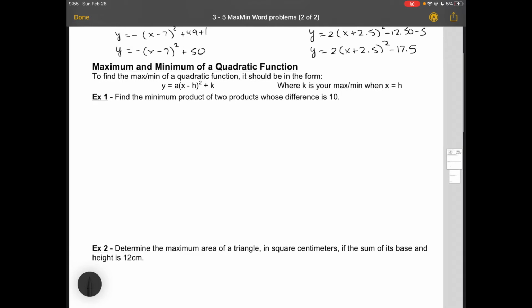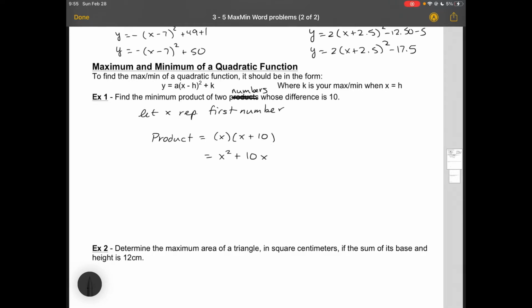So our first question here is to find the minimum product of two numbers whose difference is 10. So let's let x represent the first number. And then what we want is a product between x and a number that is 10 larger than x, or x plus 10. Now we actually have a quadratic equation that we can expand.